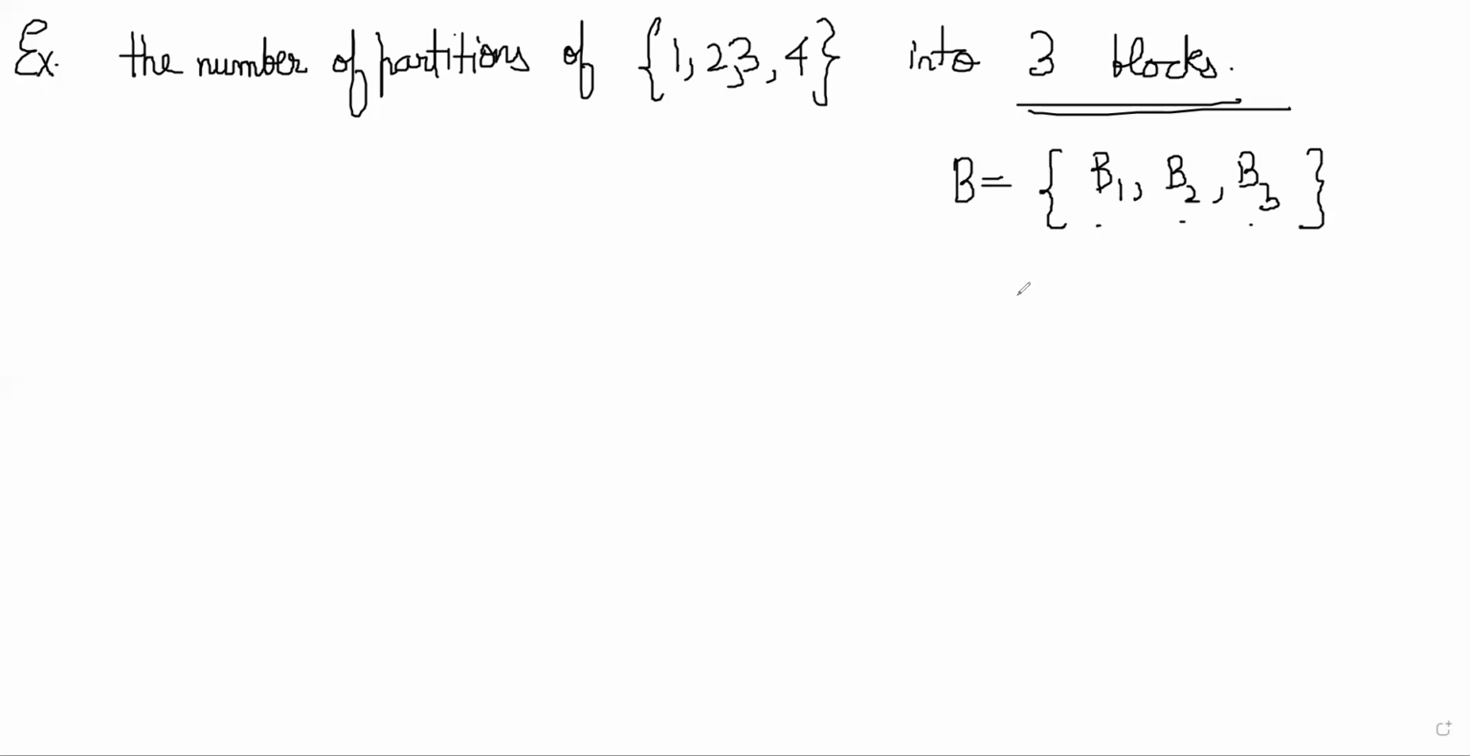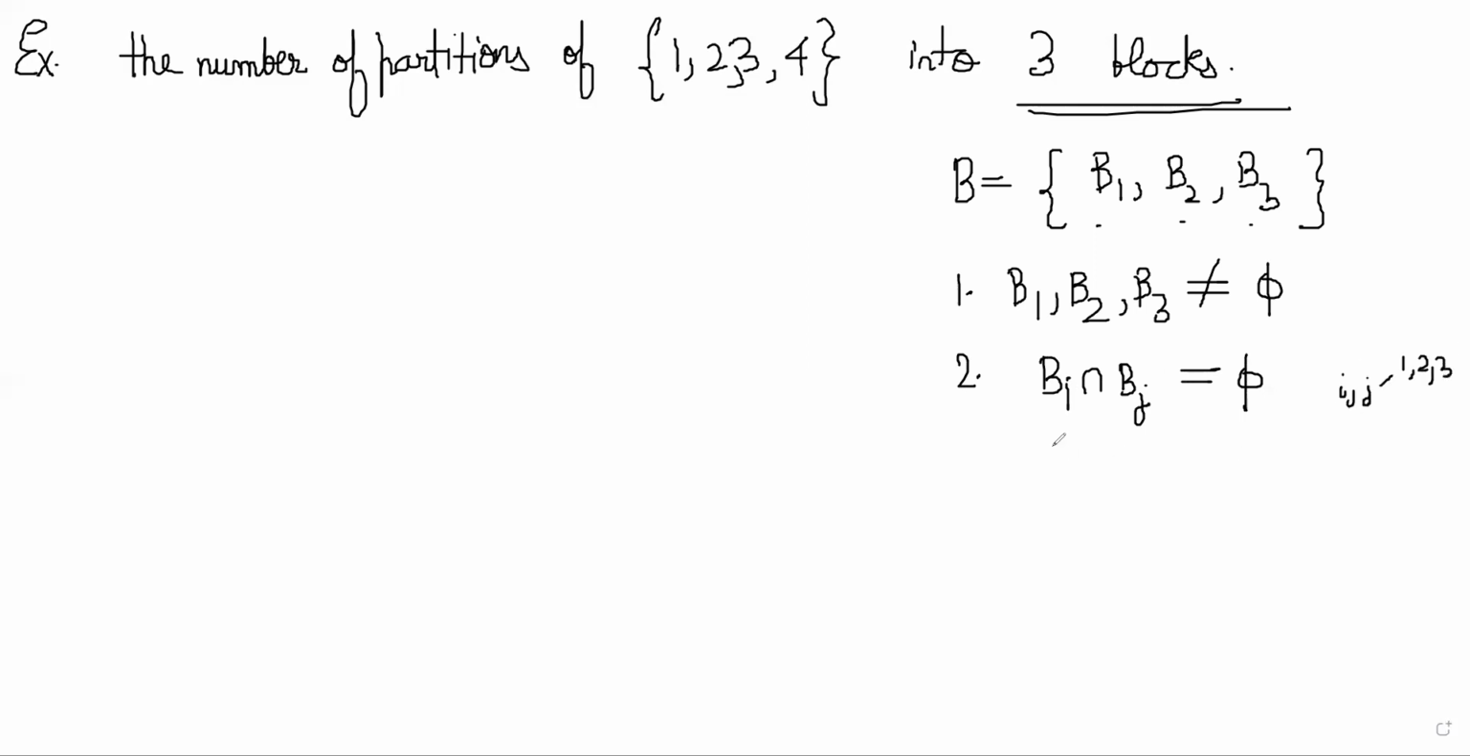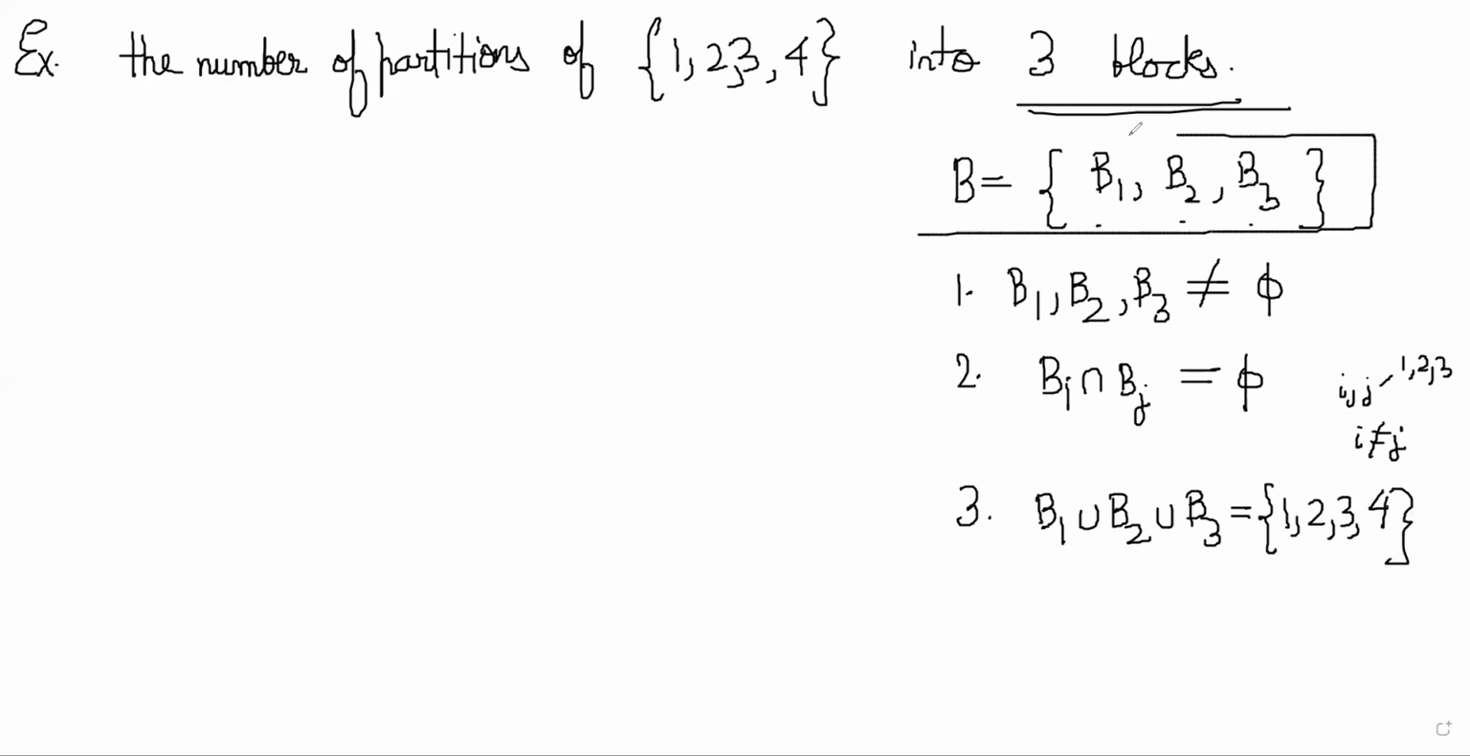Now, we have to ensure that B1, B2, B3 are first of all not empty. The second condition is that Bi intersection Bj has to be the null set, where i and j can be anything from 1, 2, or 3, and i is not equal to j. And the third thing is that B1 union B2 union B3 should be our overall set 1, 2, 3, 4. Then we have constructed a partition.